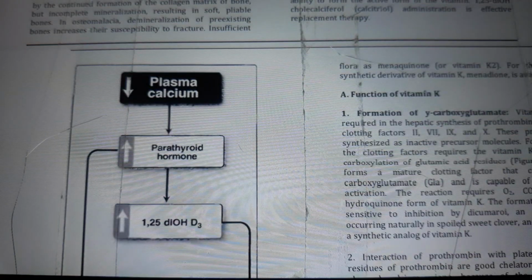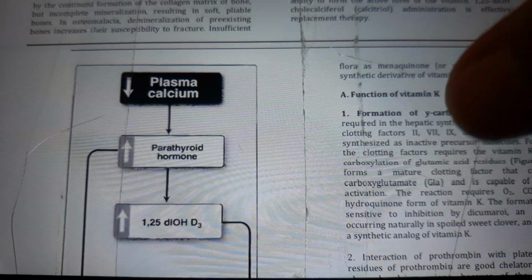Renal rickets, renal osteodystrophy. This disorder results from chronic renal failure, and thus the decreased ability to form the active form of the vitamin, 1,25-(OH)2 cholecalciferol, calcitriol. Administration is effective replacement therapy.